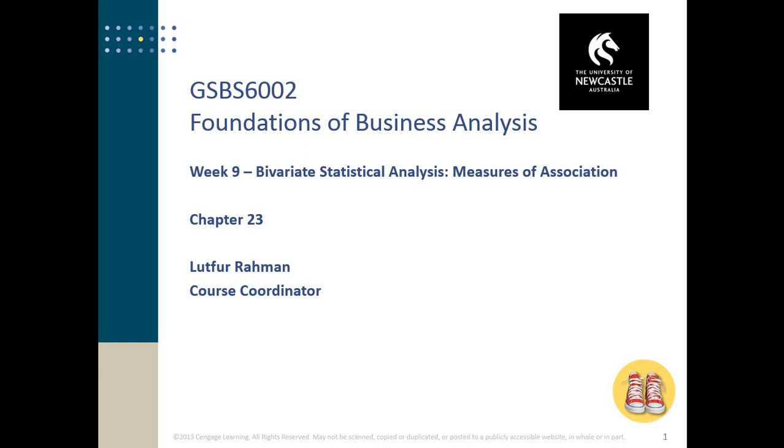Anyway, our topic today is bivariate statistical analysis, measures of association. In the last couple of weeks we have been discussing statistical techniques. Last week we also learned about bivariate statistical analysis, but that was the test of difference. Today we will discuss bivariate analysis, again statistical analysis involving two variables, but we will be talking about the measures of association. We will cover chapter 23 today.